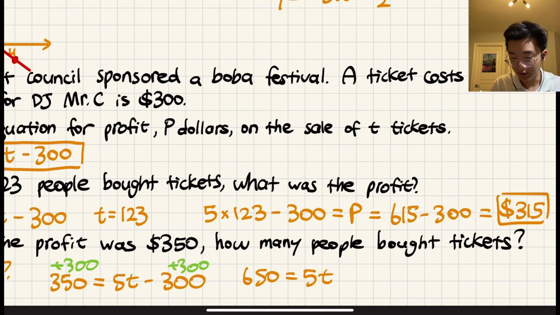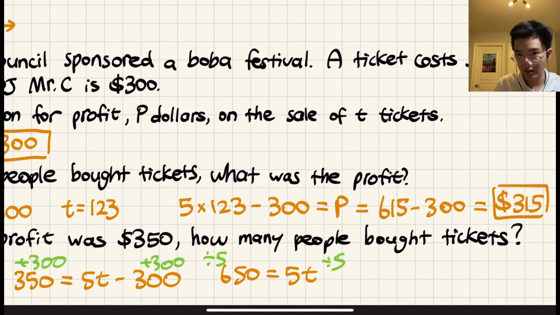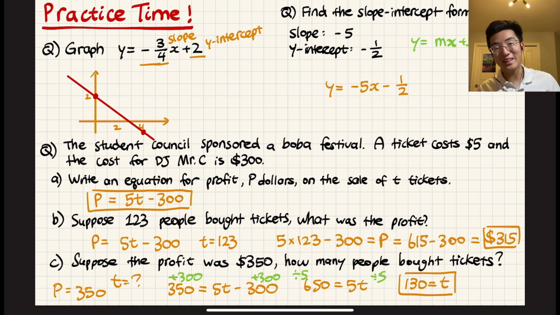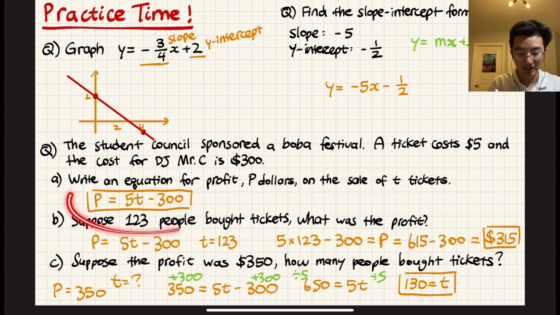Okay, from there, to isolate the T, we divide both sides by 5. 650 divided by 5 is 130 equals T, which means that 130 people bought the tickets. Right, so once again, this is why the slope-intercept form is super useful. From a simple equation like this, we derive from some information, we can find pretty much anything we want that's related to the question.